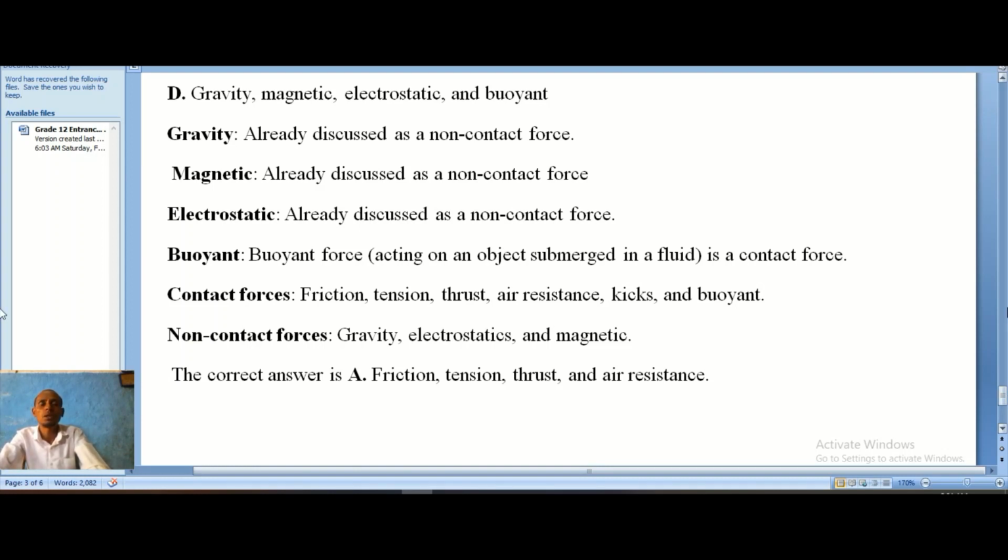In general, today we discussed some questions concerning grade 12 physics entrance exam practice. If you have any question or suggestion, please write your comment.